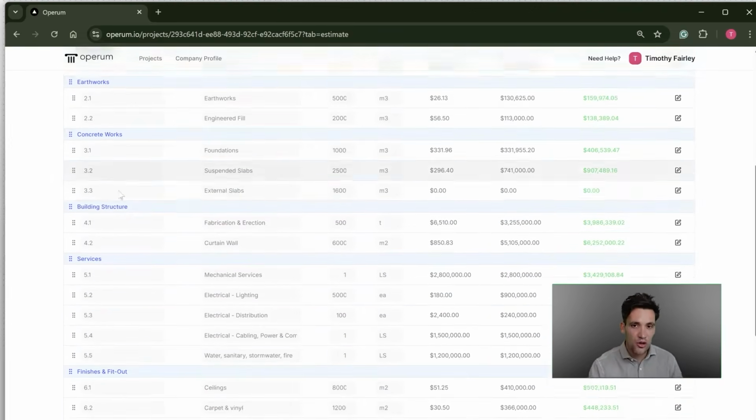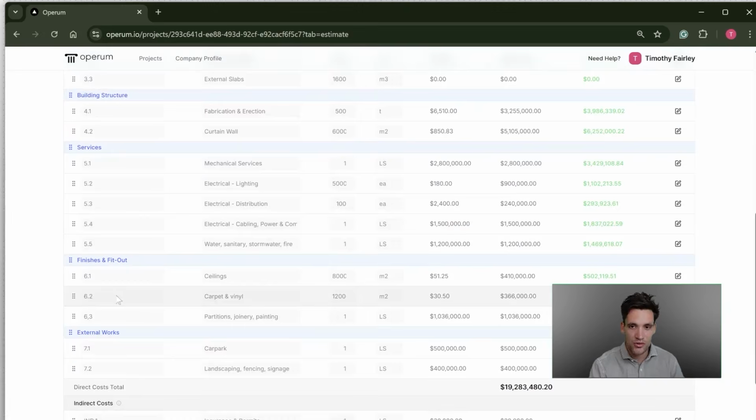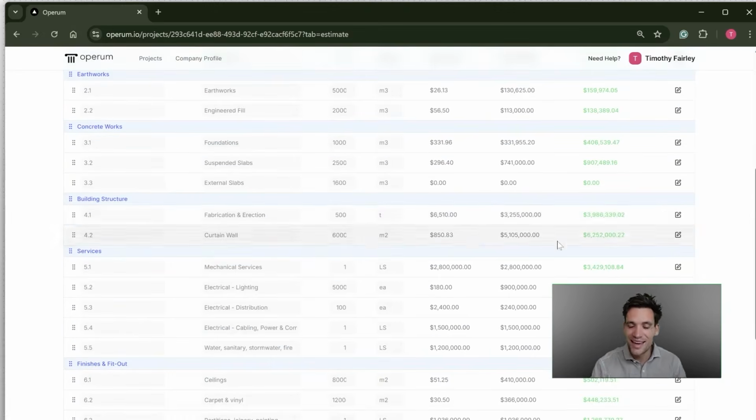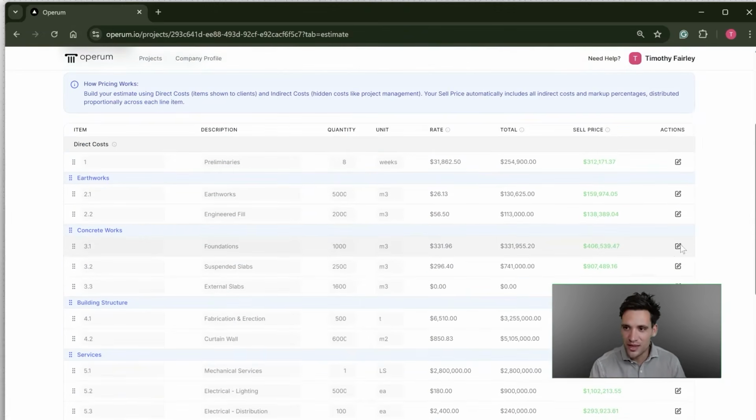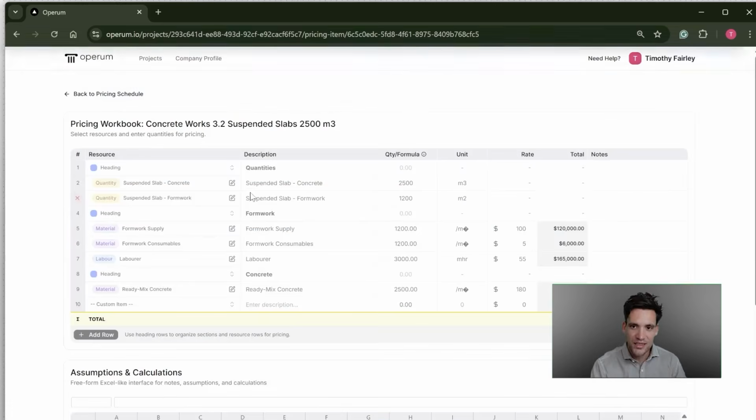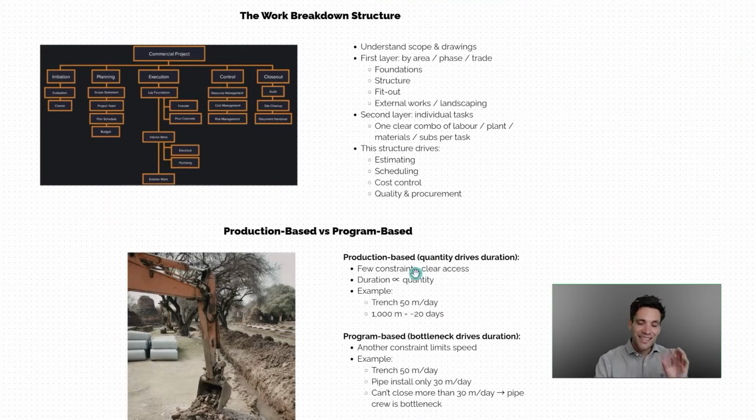We've broken it down into earthworks, concrete, building structure, services, finishes, external works. And under each of these pricing items, we have a worksheet with our labor calculations, but also our materials, subcontractor, and plant calculations. Now, for us to accurately determine the hours we need to allocate to that task, the next thing we need to work out is, is it a production-based task or is it a program-based task?